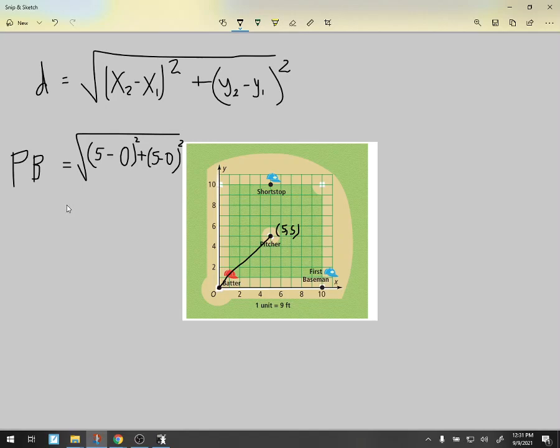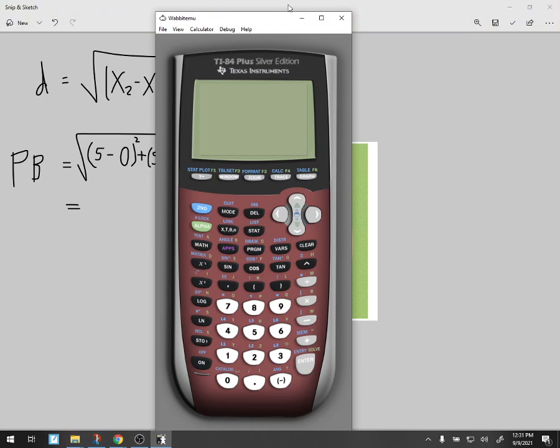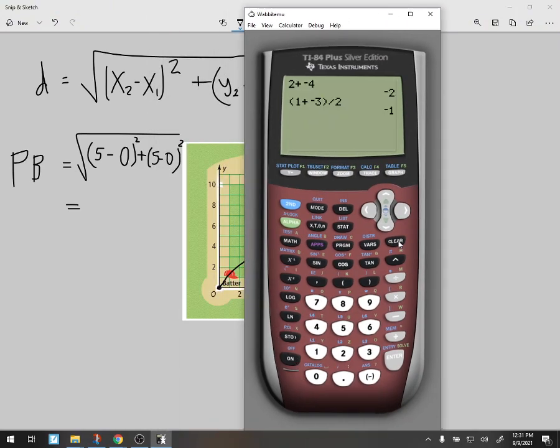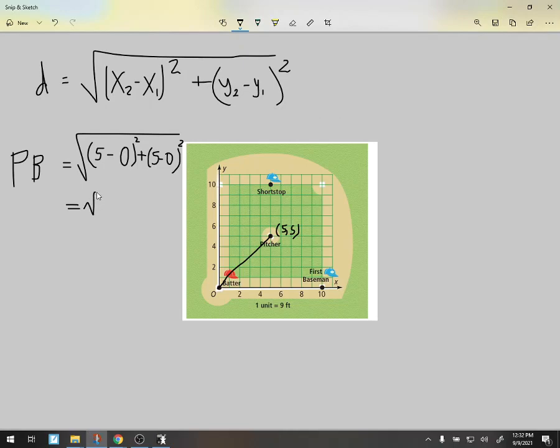So check this out. There's actually something really cool we can do. In our calculator, if you type in everything except for the big square root, don't type in the big square root yet, we can make it look like we did all this work by ourselves without our calculator. So I typed in 5 minus 0 squared plus 5 minus 0 squared, enter, 50. I didn't do the square root yet, so I'm going to leave the square root there, but I can write 50.